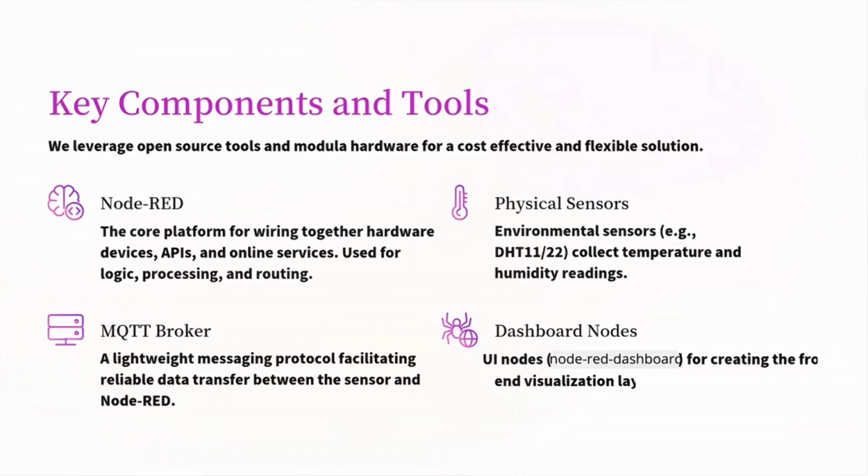Key components and tools. For this project, we used several key components. Node-RED acts as the core platform for wiring devices and processing data. Physical sensors, such as the DHT11 or DHT22, collect temperature and humidity data. An MQTT broker handles the communication between the sensors and Node-RED. Finally, the dashboard nodes create the user interface that visualizes the data in real time.